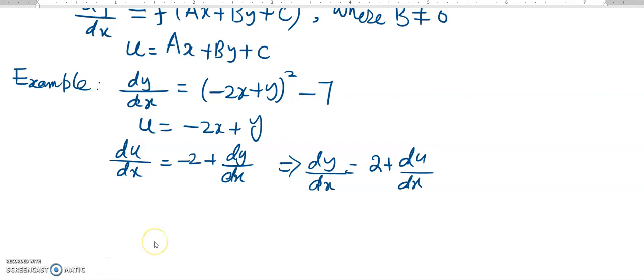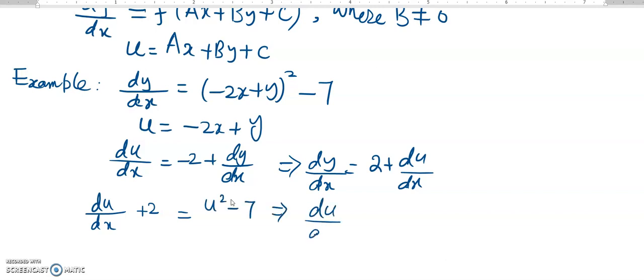So we were solving this example and then we made this substitution. So dy over dx is equal to du over dx plus 2, and this will be u, so it will be u square minus 7. So it will be du over dx is equal to u square minus 9. So 2 will go there. So this is a separable equation.